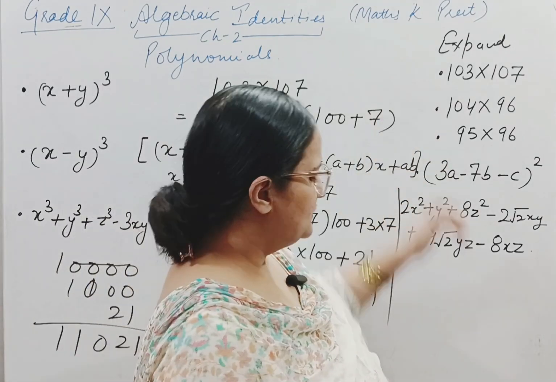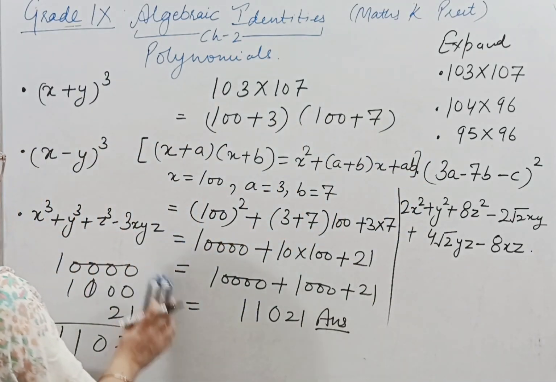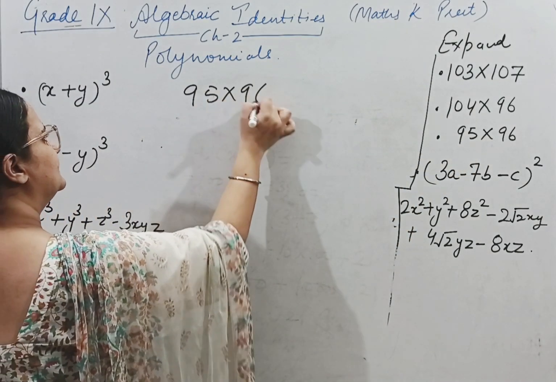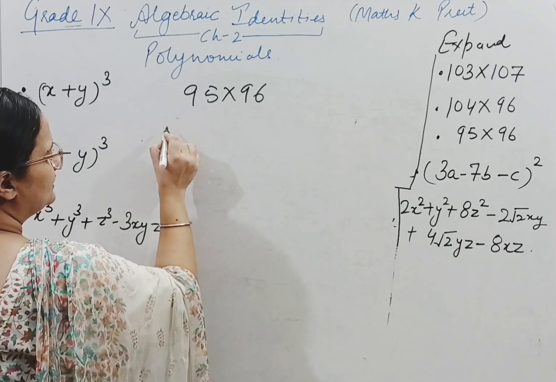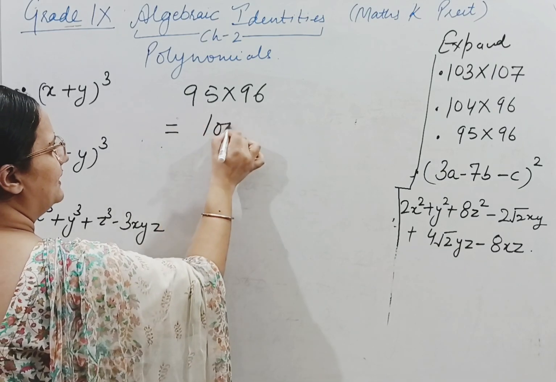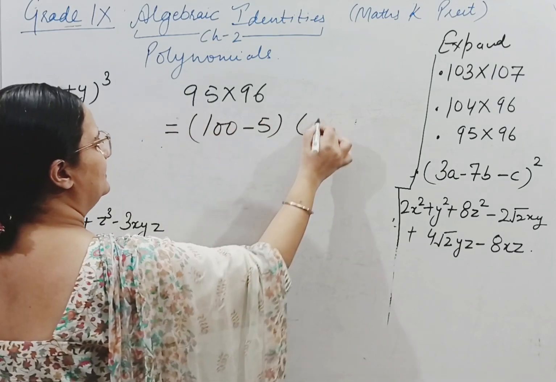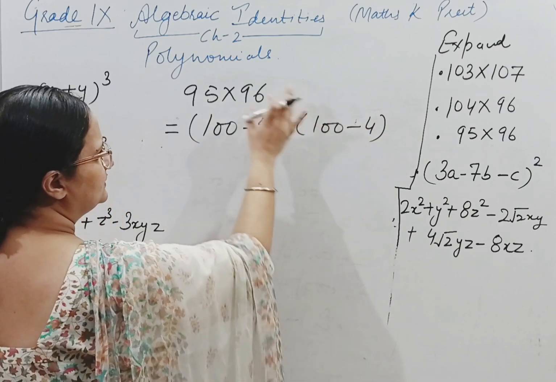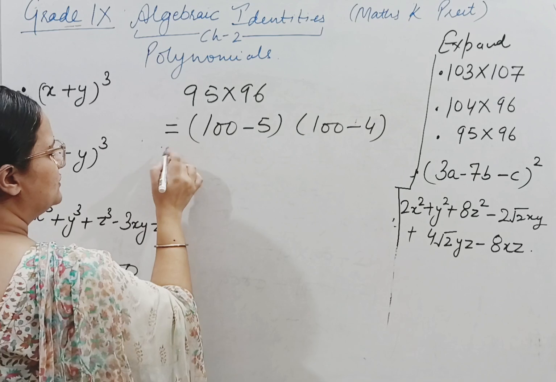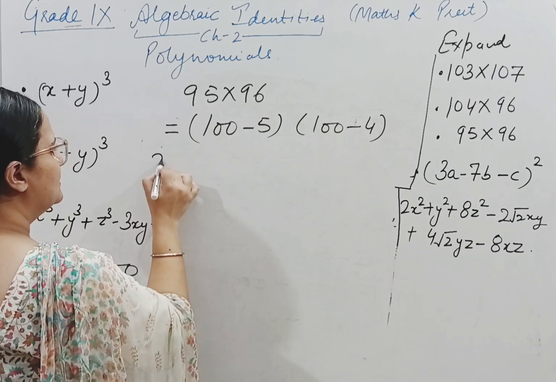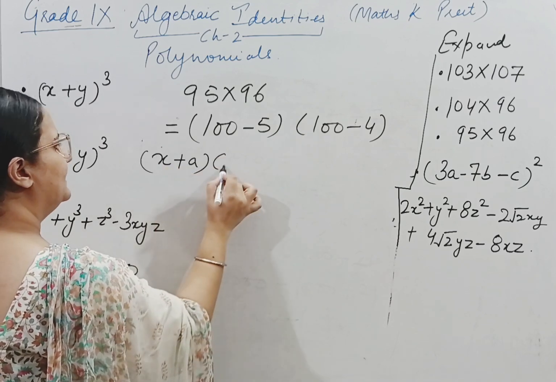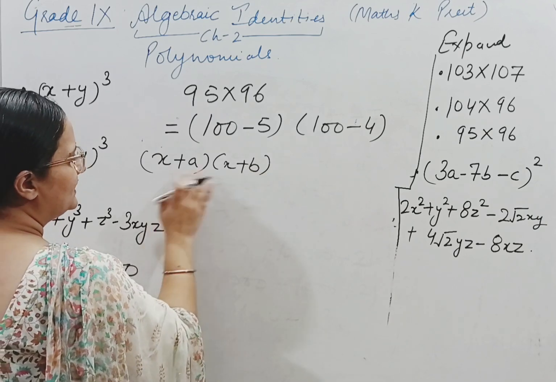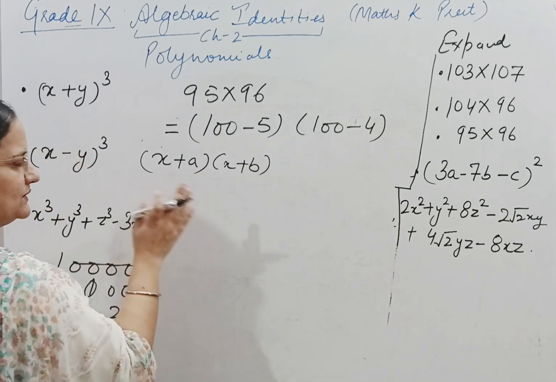Let's see another of these questions to have more clarity. This question, 95 into 96. Solve this without using actual multiplication. So I can write this as (100 minus 5)(100 minus 4). Yes, 100 minus 5 is 95, 100 minus 4 is 96. So again this is identical to (x plus a)(x plus b). Only, this was the identity we have seen in the chapter where plus was there. There was no such identity that was having minus.